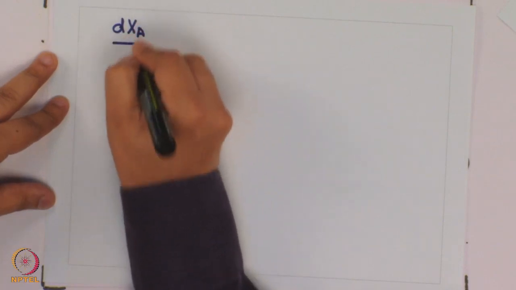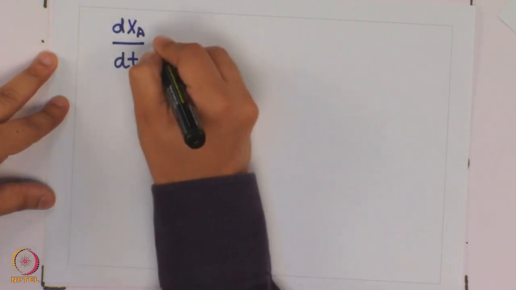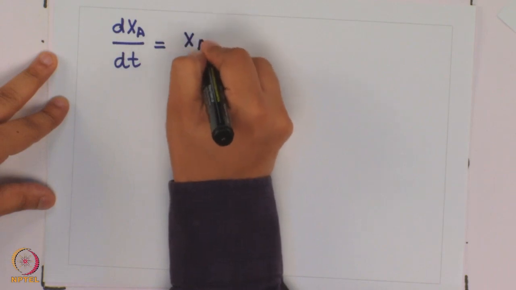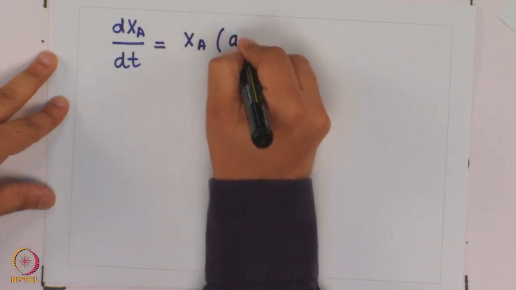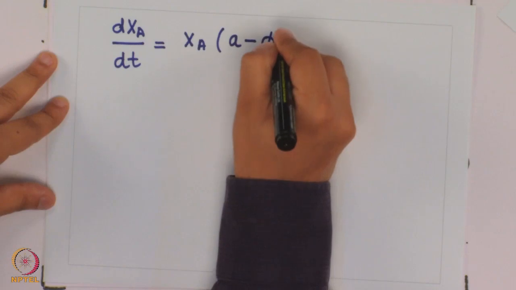So let's go back to our equation and use this meaning of phi in the selection model that we had developed. If we do that, we get dxa by dt equals xa times a minus phi.